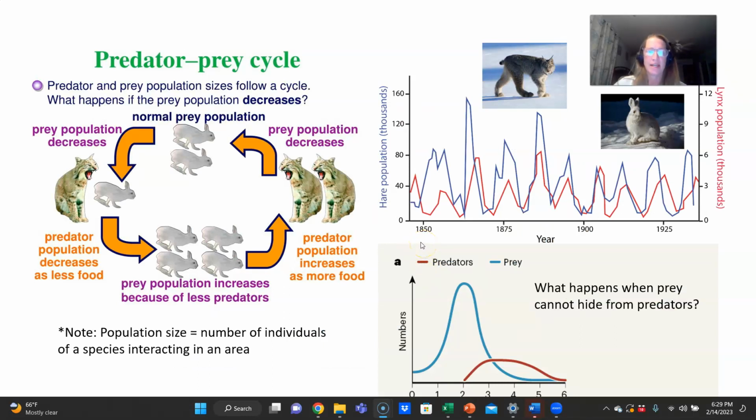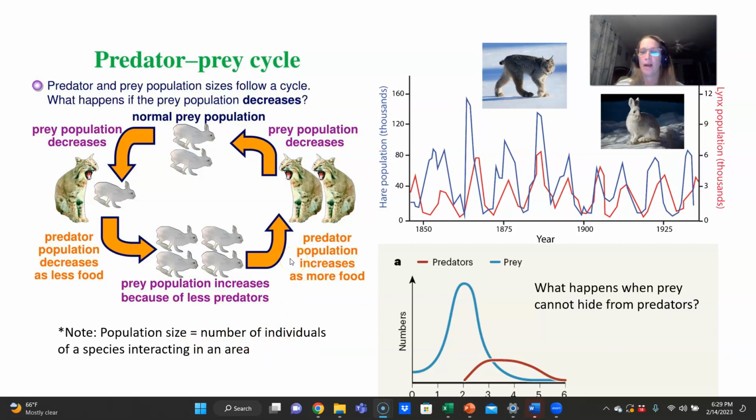Now, while the idea of predation seems pretty simple, there can be some complex interactions that occur. For example, we can look at something called a predator-prey cycle. A predator-prey cycle is when the predator and prey seem to have a close relationship in terms of their population sizes. Let's talk about what a population size is if you're not familiar with that topic. The population size is just the number of individuals of a particular species that are interacting in a particular area.